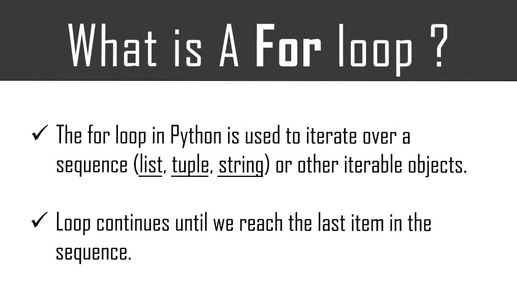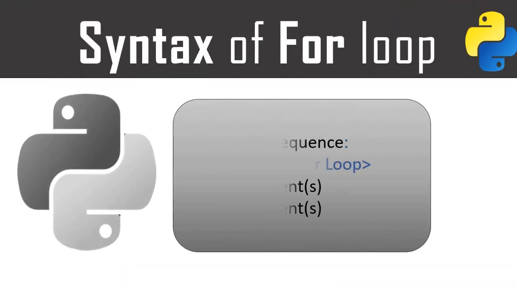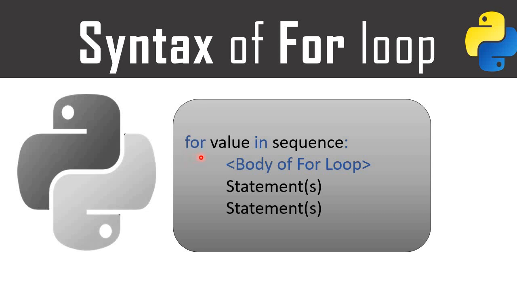Now let's see the syntax of for loop. First of all, we will write the for keyword, then we will take a variable, as in value in sequence. The sequence is the name of our variable on which we want to iterate. This in is the keyword, and then a colon. Always remember to give the indentation. Then comes the body of the for loop.